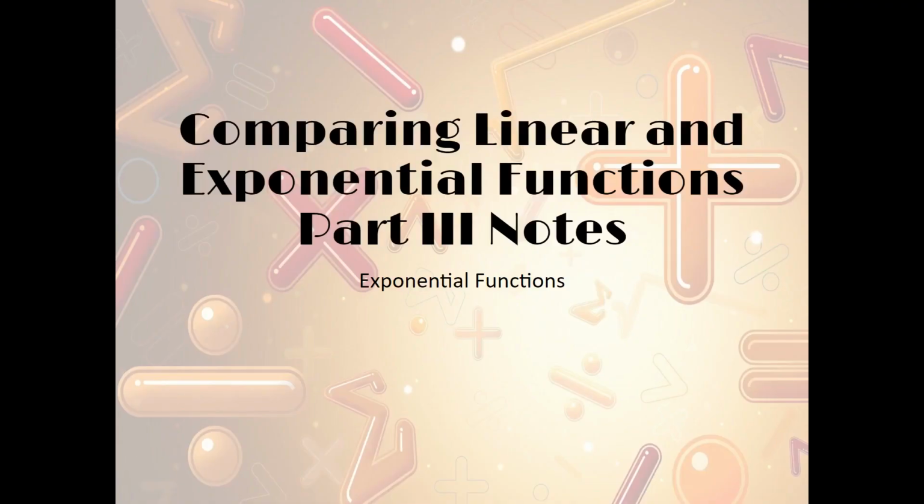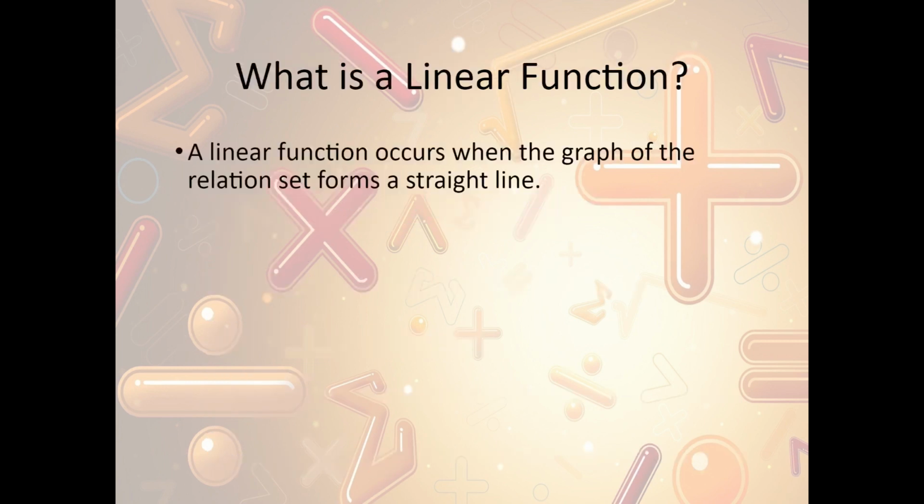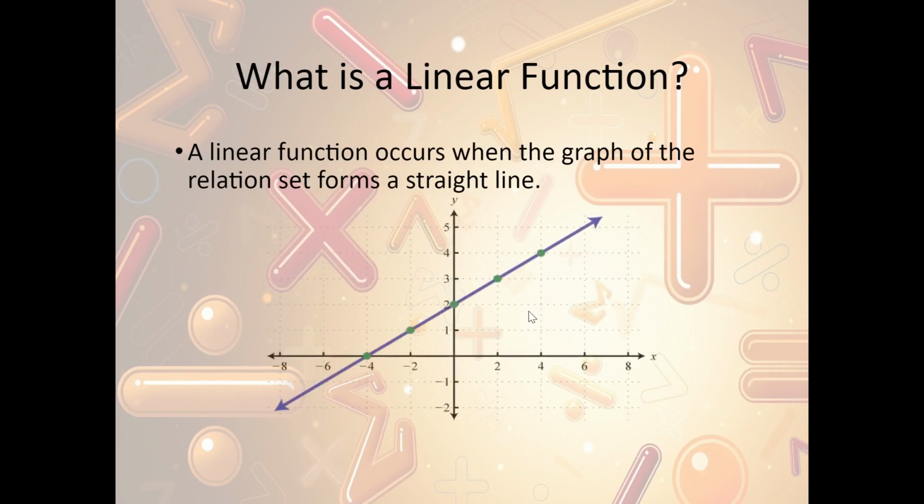Let's take a look now at the Comparing Linear and Exponential Functions Part 3 notes. The notes begin with the learning goals and success criteria. Now, first of all, what is a linear function? A linear function occurs when the graph of a relation set forms a straight line. So when we plot the points, if it forms a straight line like this, that means it is a linear function.